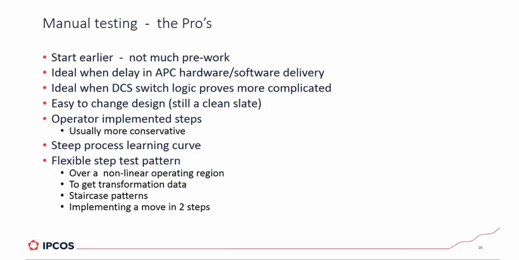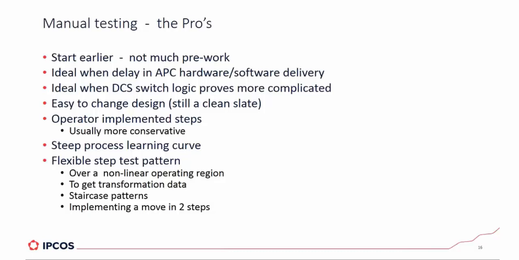Okay, we also have a lot of flexibility when we do a manual step test, especially over a non-linear operating region. Whereas an automated test has to be set up beforehand, between limits, stepping up and down, there's kind of a preconceived idea of how it will step. Whereas manually we can make staircase patterns to step over a nonlinear region, which is ideal for getting transformation data.